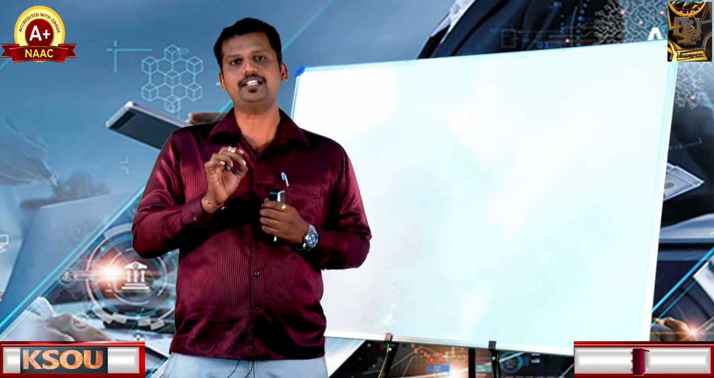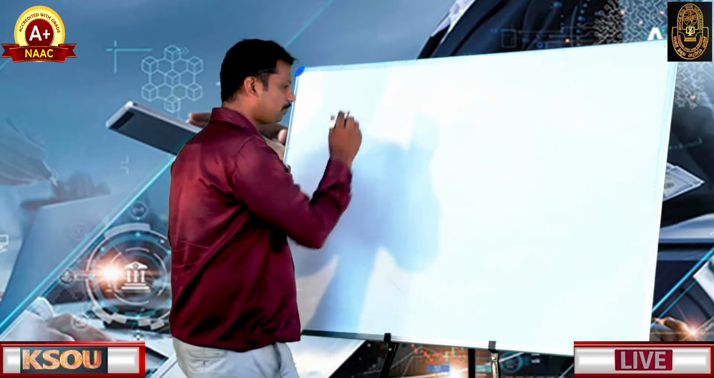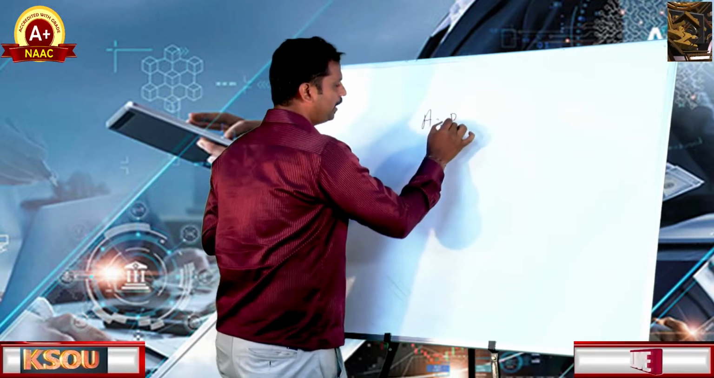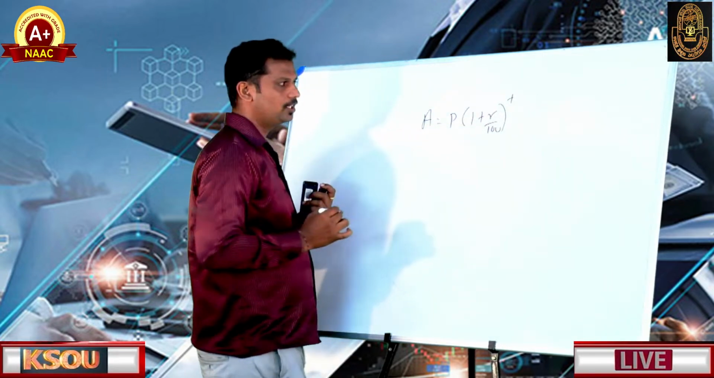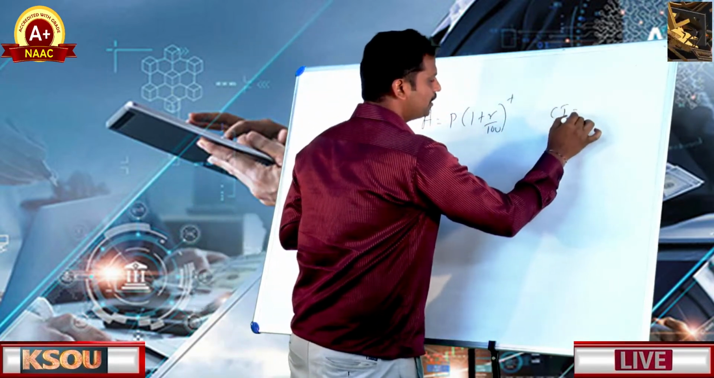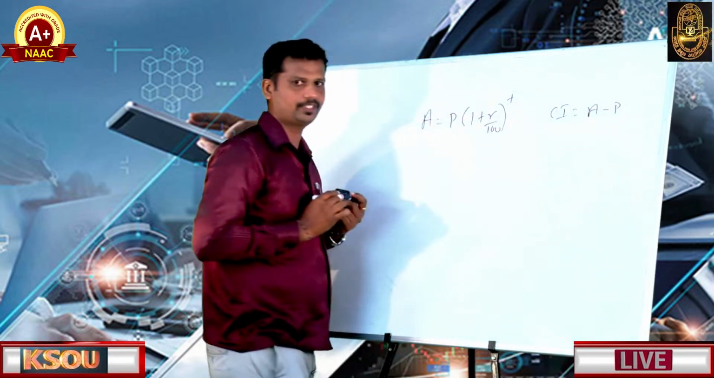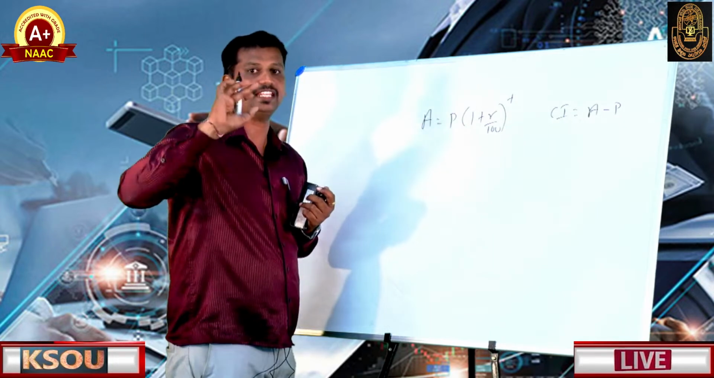Yesterday I showed how to calculate compound interest using the formula. Today I will also give the formula for when the compound interest is calculated half yearly, quarterly or monthly. So what is the compound interest formula? Already you know, A equals P into (1 plus R divided by 100) to the power of T. The compound interest equals A minus P. This is the calculation for yearly compounding.